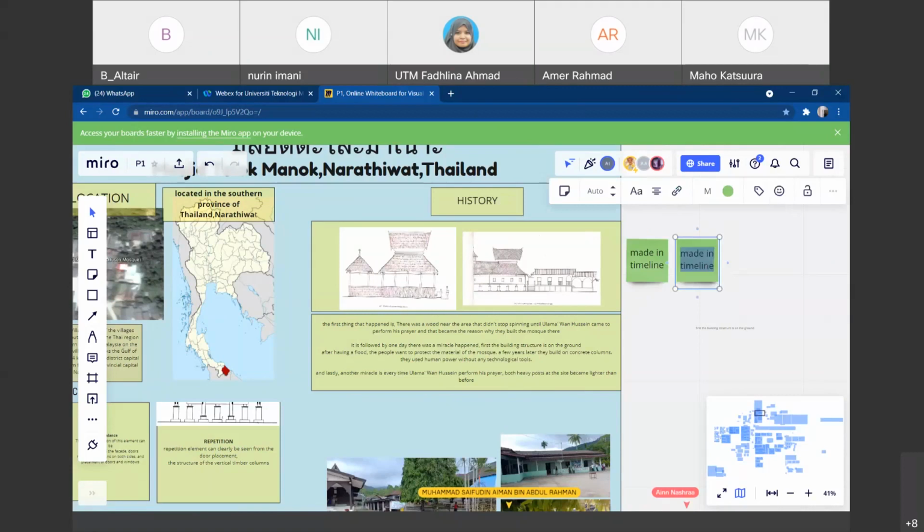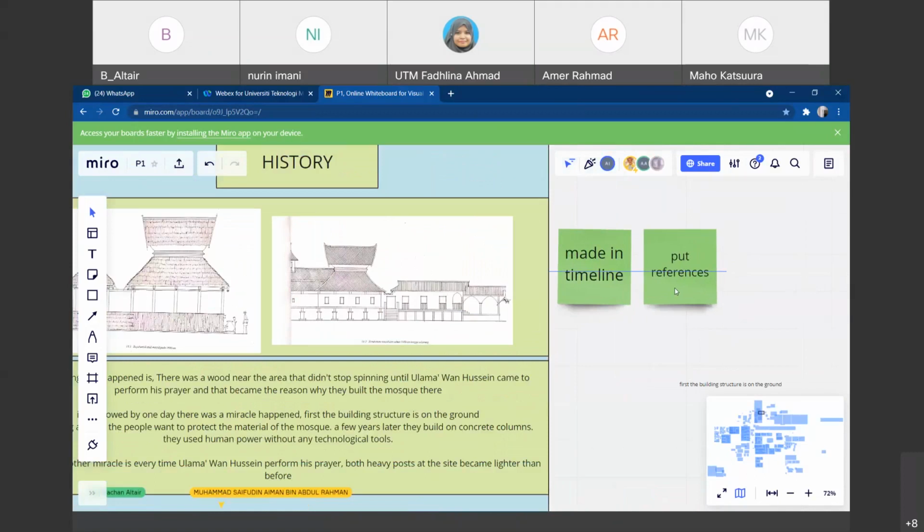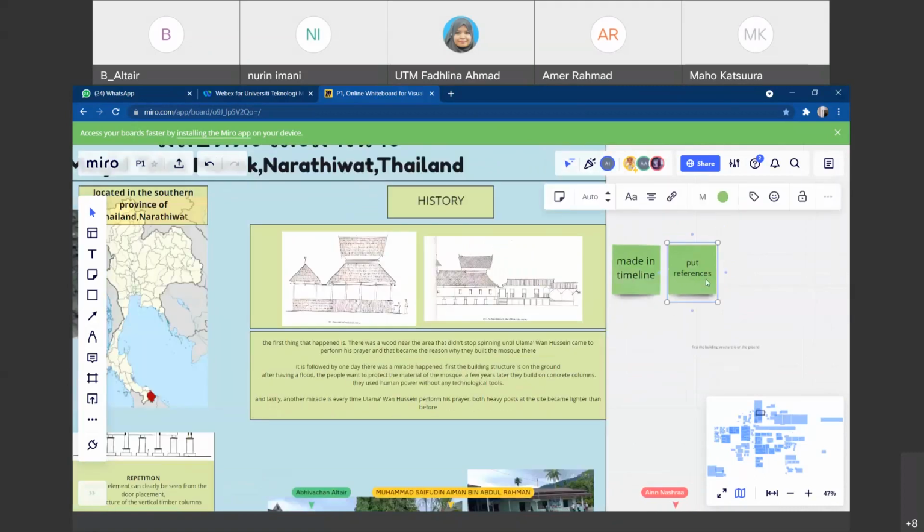And then the most important thing for everyone, I want you to put the references, because this one is not only taken from Kalam, is it? You are also taking it from internet sources, right? Okay, so everything that you showed to me, you need to put a reference.